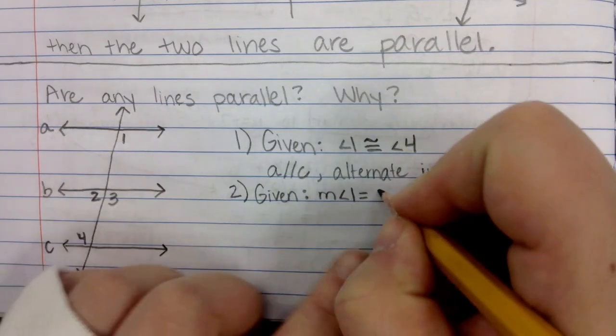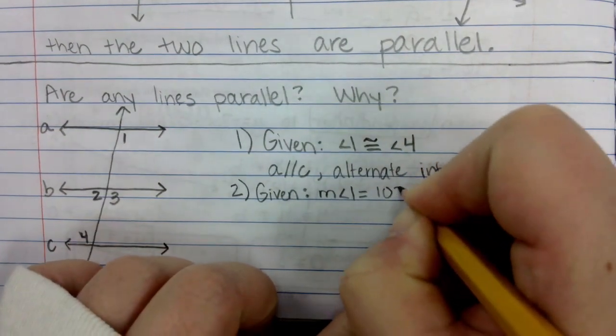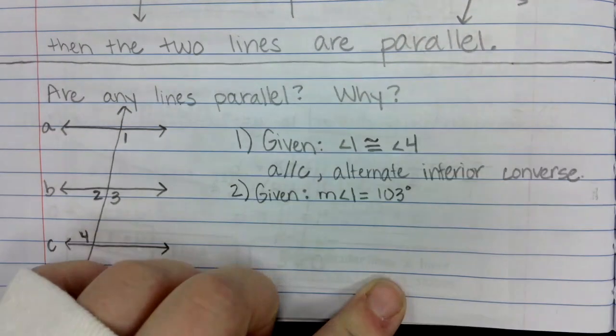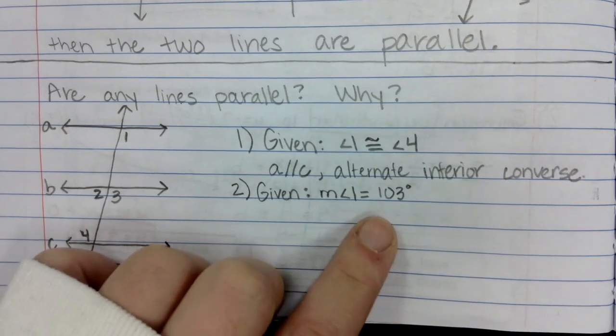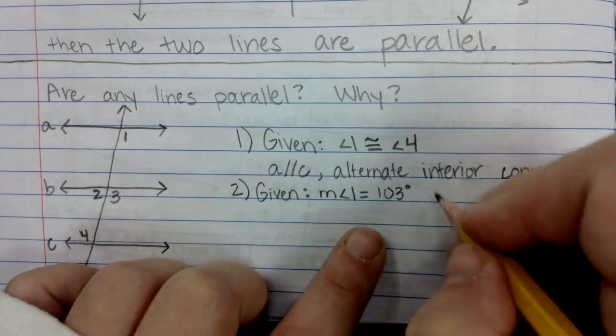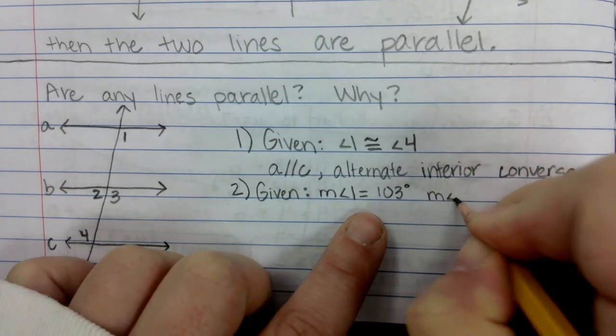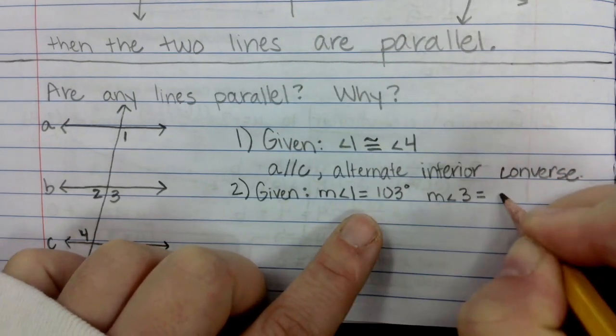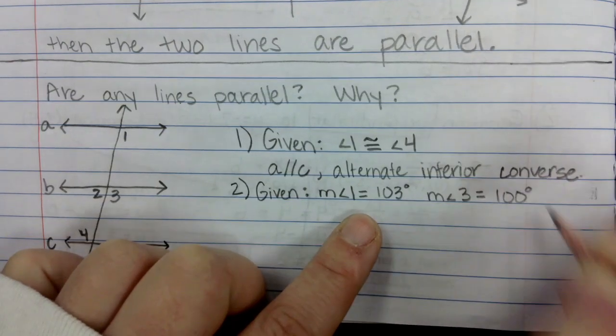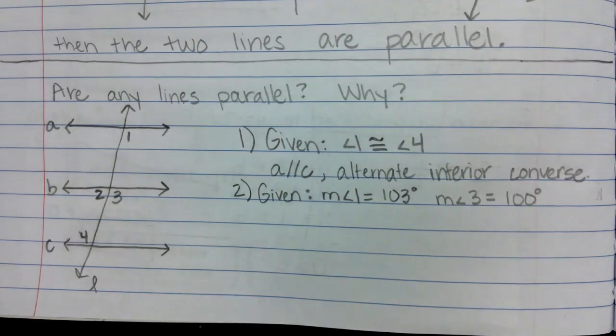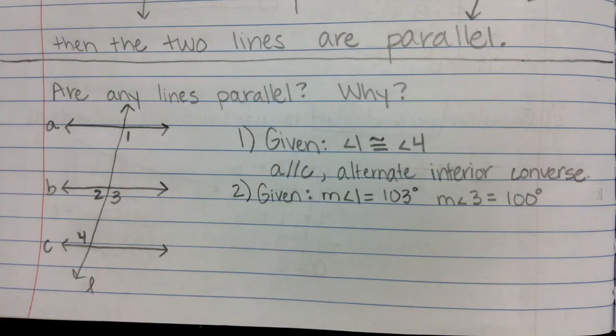So our first step is to locate where is angle 1 and where is angle 3. Angle 1 is at the intersection of what two lines? Line A and line L is angle 1. Where is angle 3? Line B and L. Are we dealing with line C at all in this one? Nope, so I'm just going to cover that one up. Pretend it's not there.